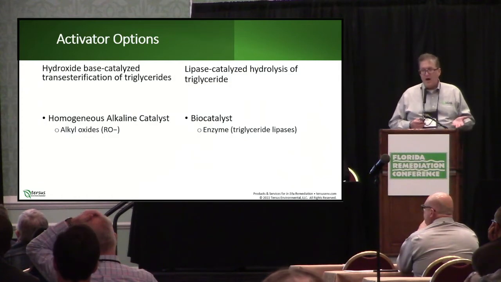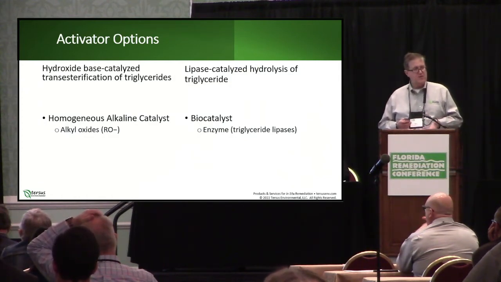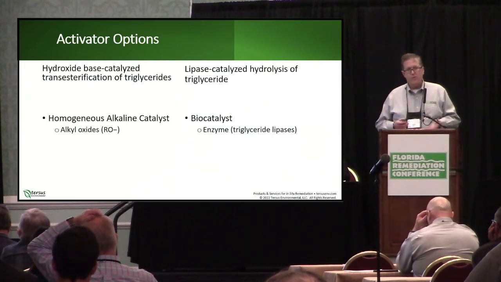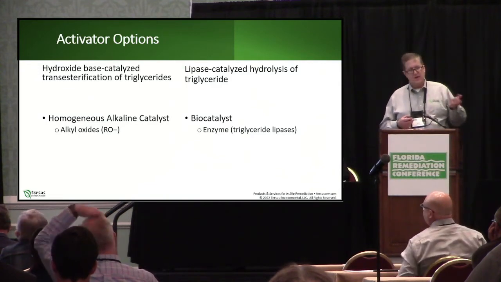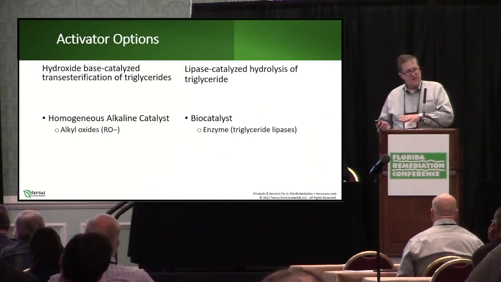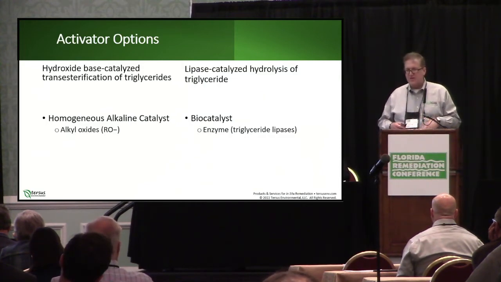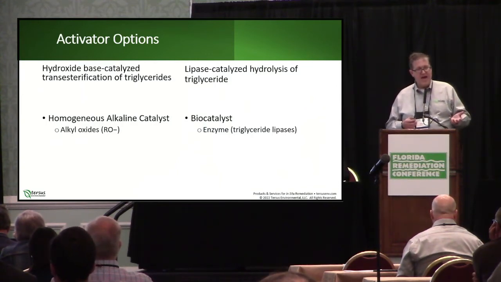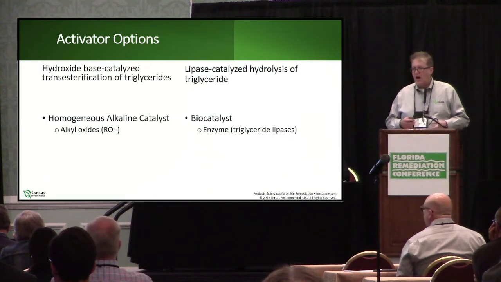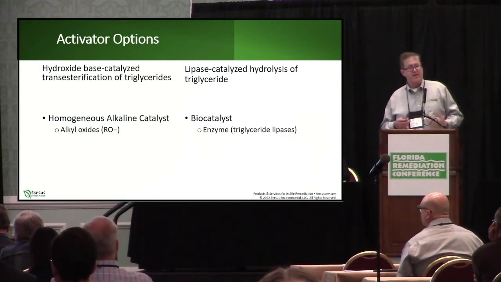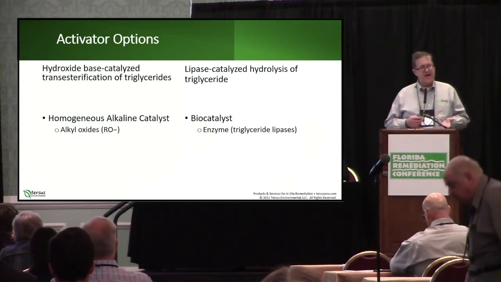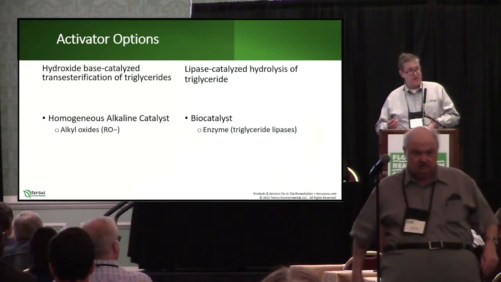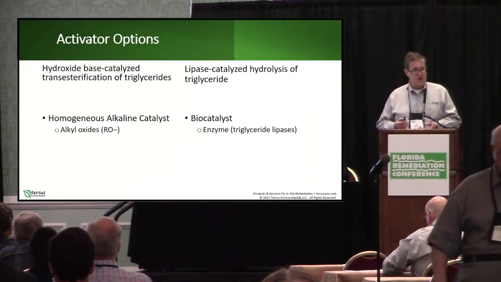The first one is a hydroxide-based catalyst for the transesterification of triglycerides. We don't really like to just inject pure hydroxide. So what we do is we take the hydroxide and we react it at our production facilities with alcohols to form alkyl oxides, and we use that as our catalyst. It's easier to deal with and inject in the field, and we're also providing the alcohols necessary for the transesterification. Or we can use the biocatalysts, where we're using enzymes to create the transesterification process.